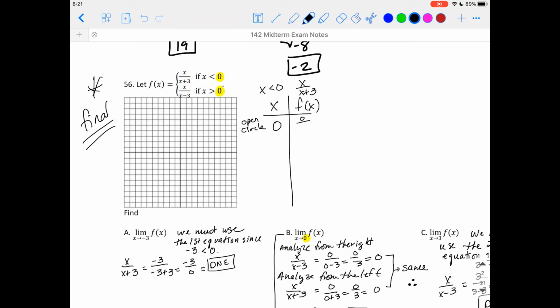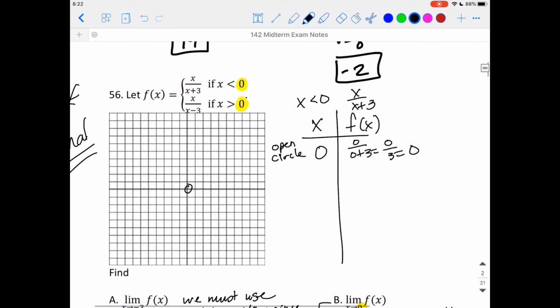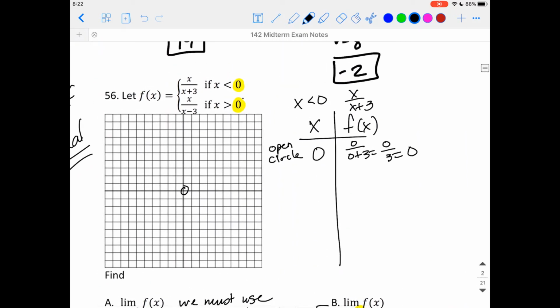I'm going to put 0 over 0 plus 3, which is 0 over 3, which is 0. So at 0, 0, I have an open circle. I'll probably zoom this in a little bit more. And negative 1 would be negative 1 over negative 1 plus 3, which is negative 1 over 2, which is just negative a half. So at negative 1, I get negative a half. So I'm going to do negative 2, negative 3, negative 4, negative 5, and negative 6.